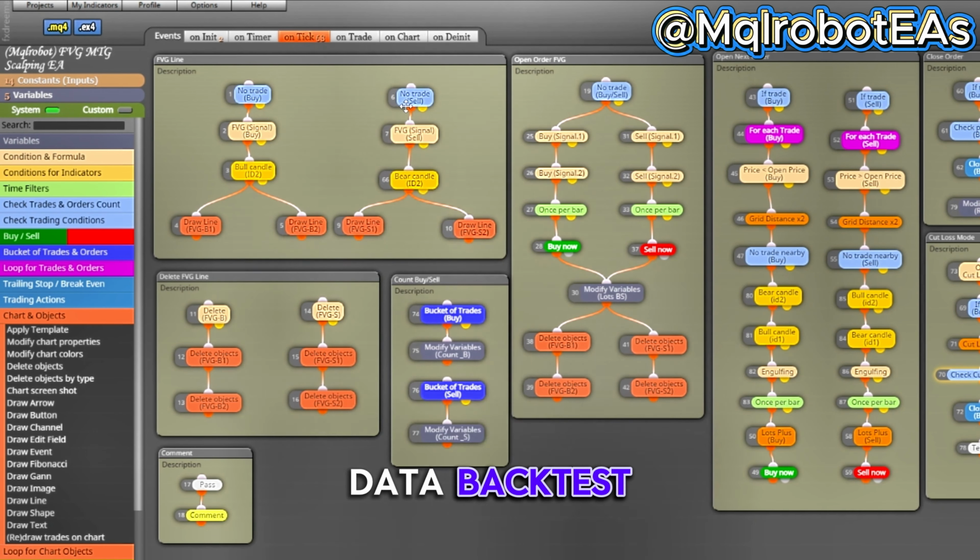We encourage you to explore and modify this build inside FXDreema to suit your own style or market conditions. You can also download or view the full EA structure and project blueprint using the link in the description below.